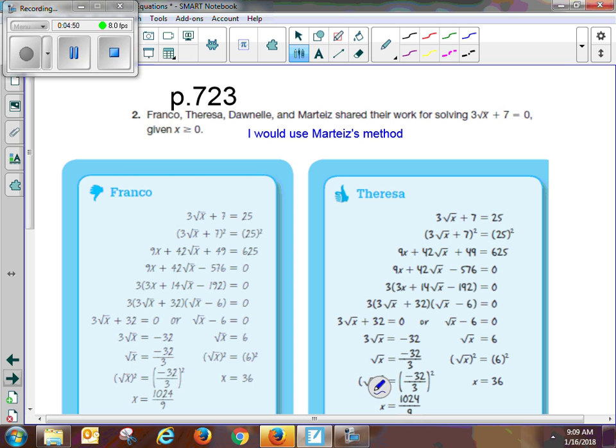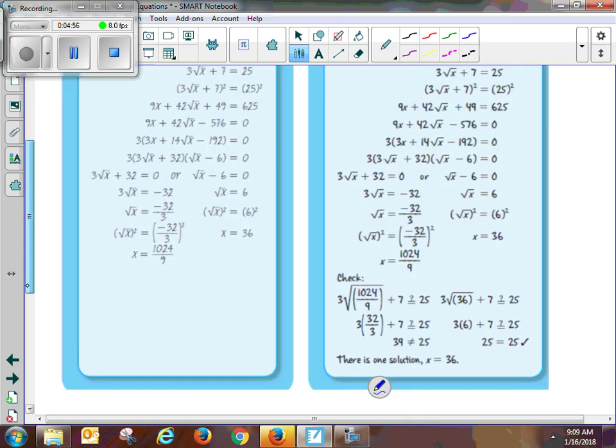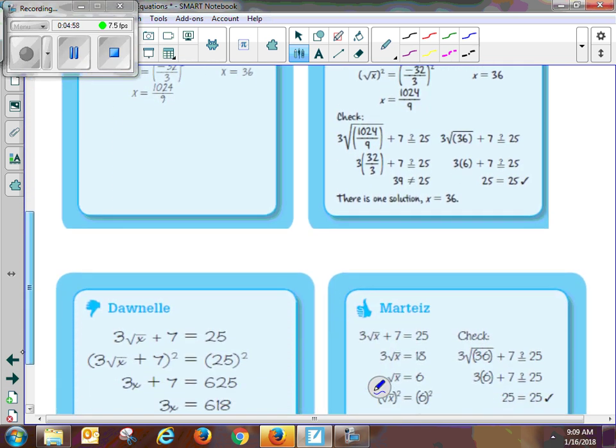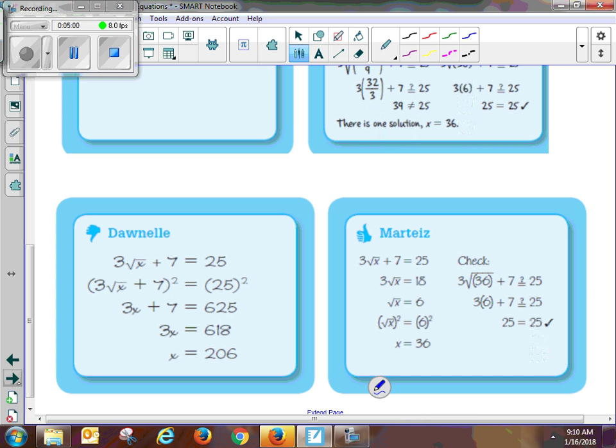When she squared both sides and did FOIL, this is not pretty, okay? But her friend Martise decided to isolate the variable first. So watch the step. Minus 7 from 25, you get 18. Divide 18 by 3, you get 6.